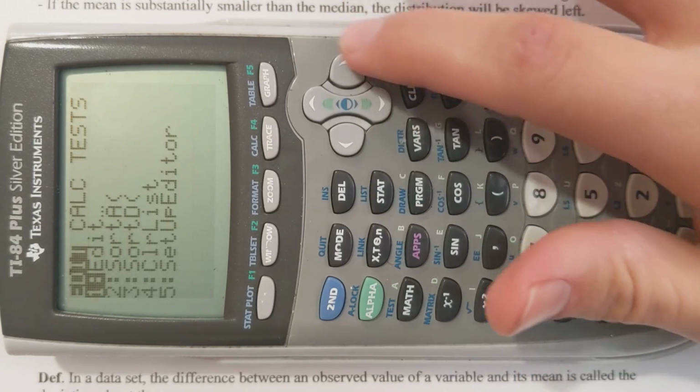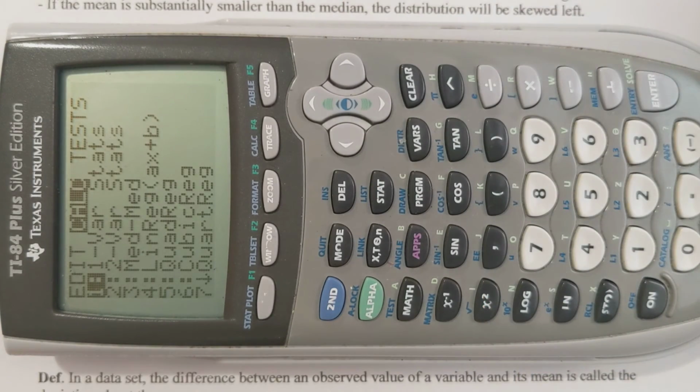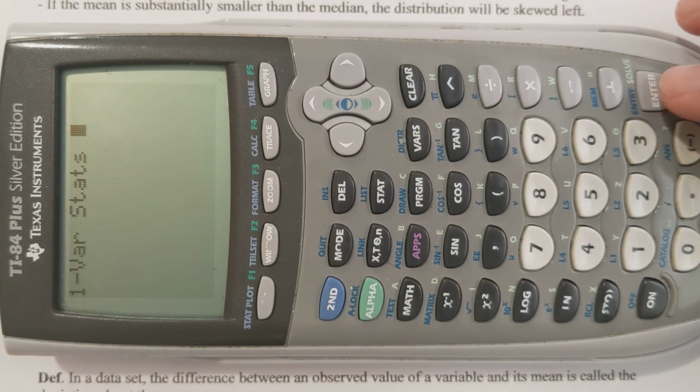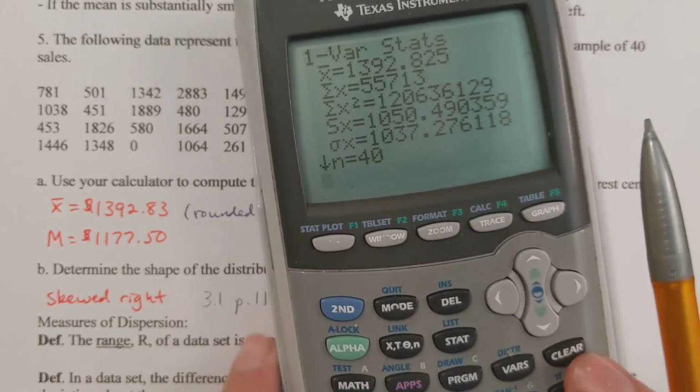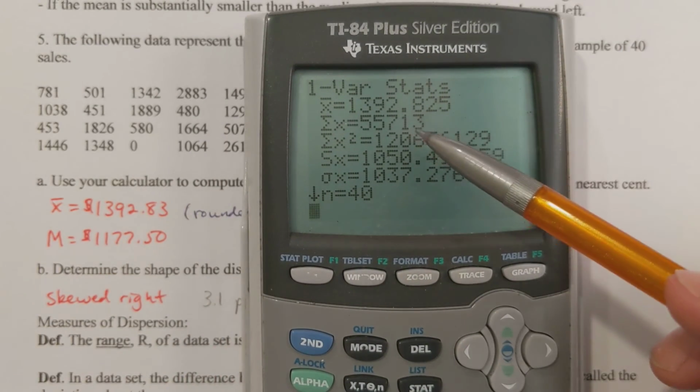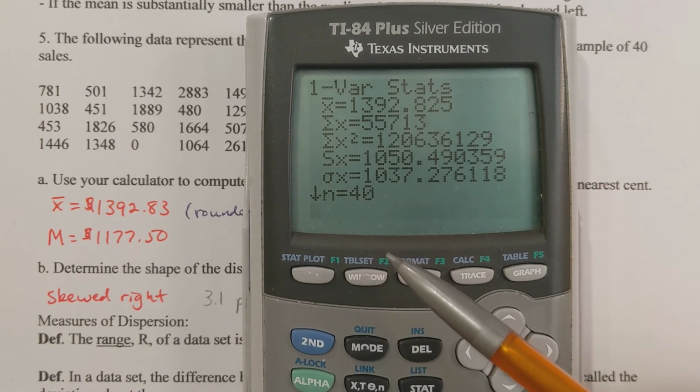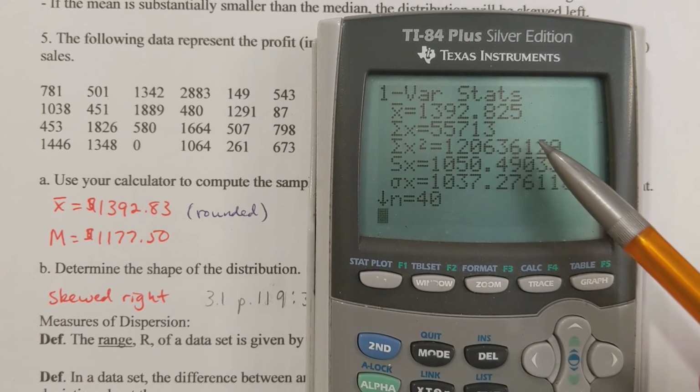If I hit stat, go over to calc, and then I want one var stats because I've only got one variable. We'll do things with number 2 and number 4 in this menu here. But one var stats, and then I typically have to hit enter again. Okay, the mean is 1392.83. Okay, and that's a rounded value, rounded nearest cent.